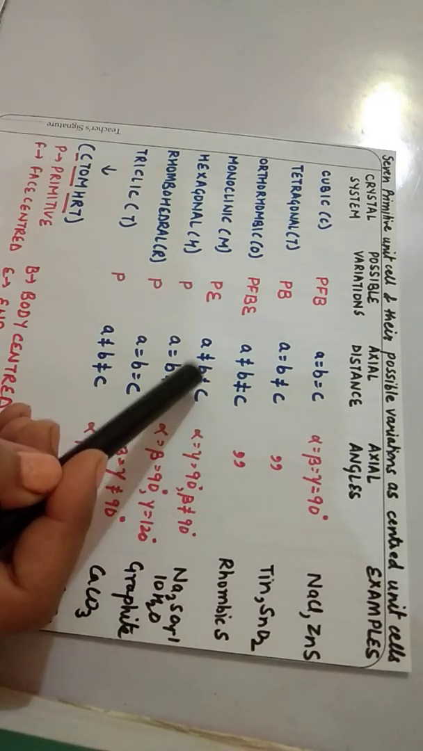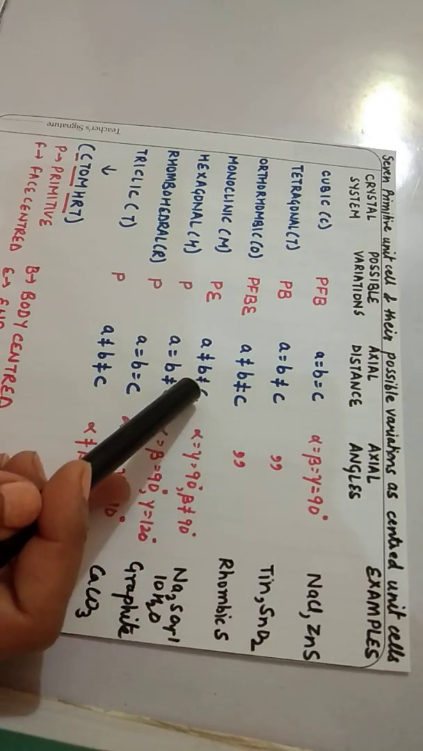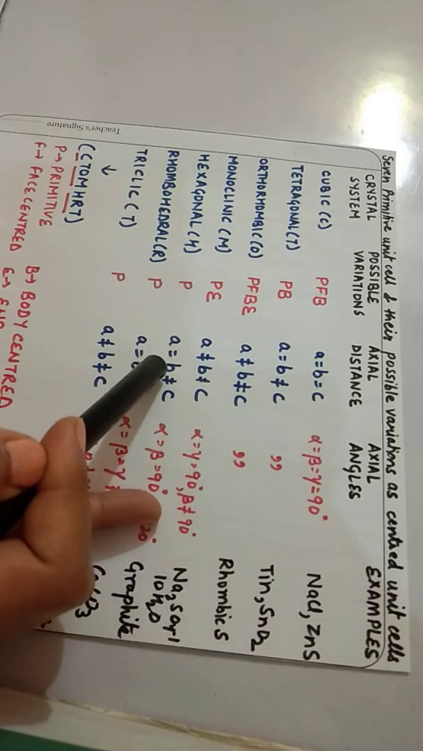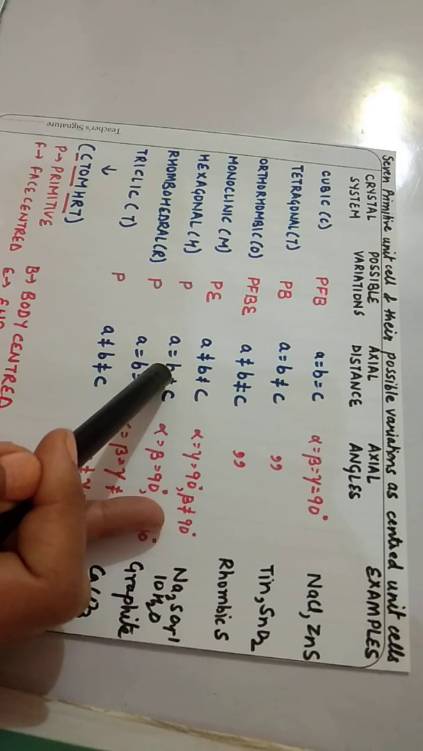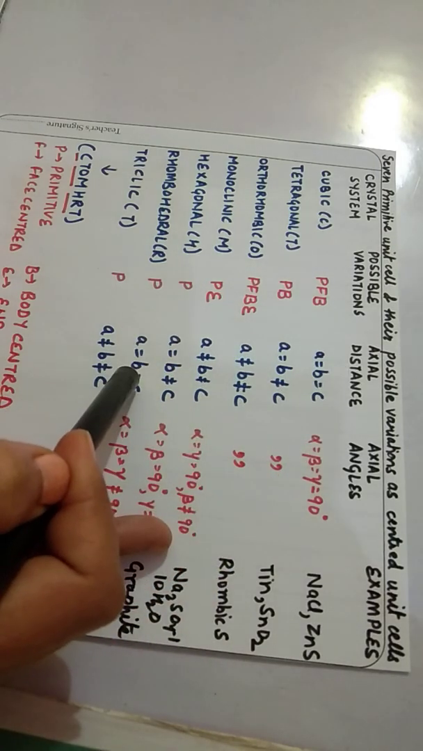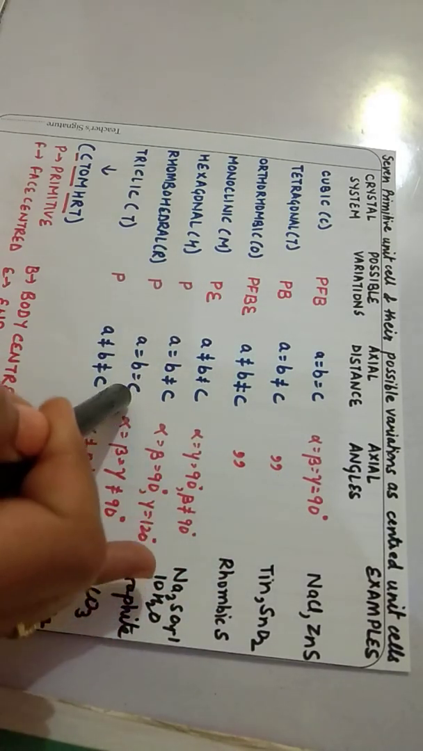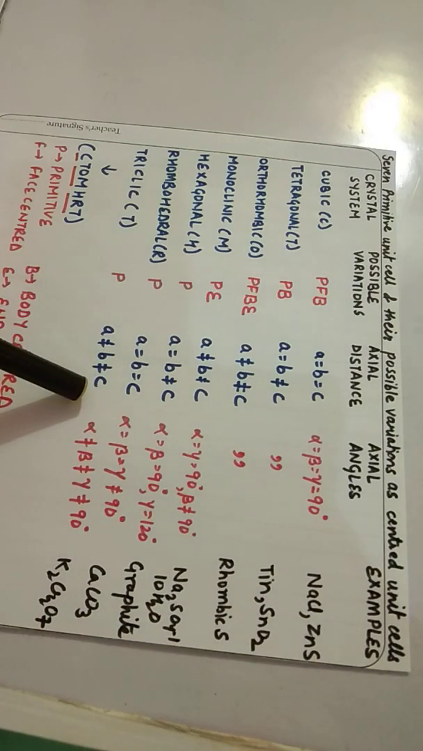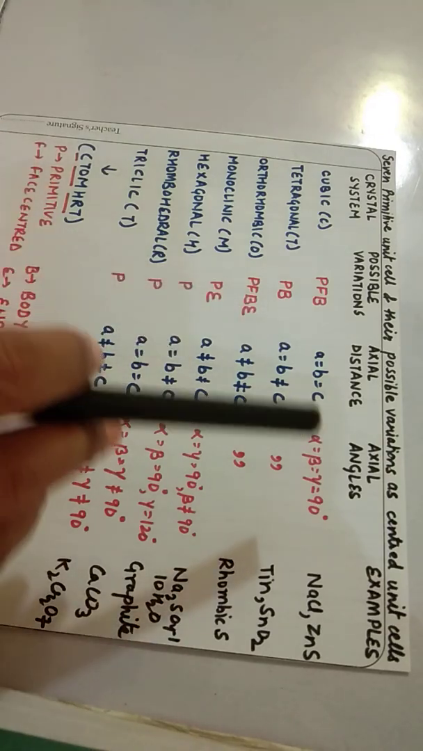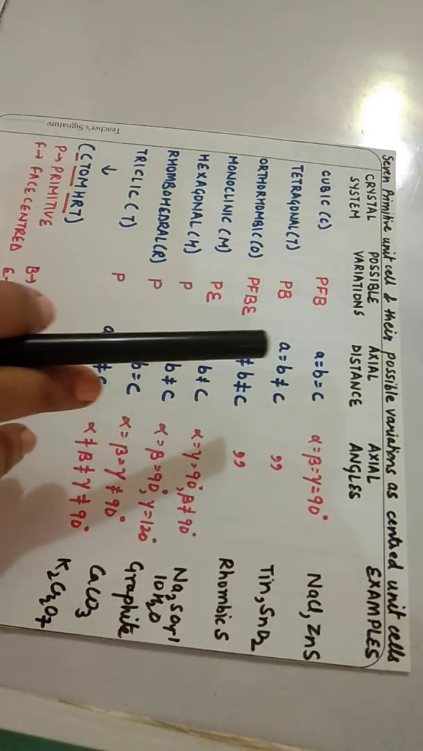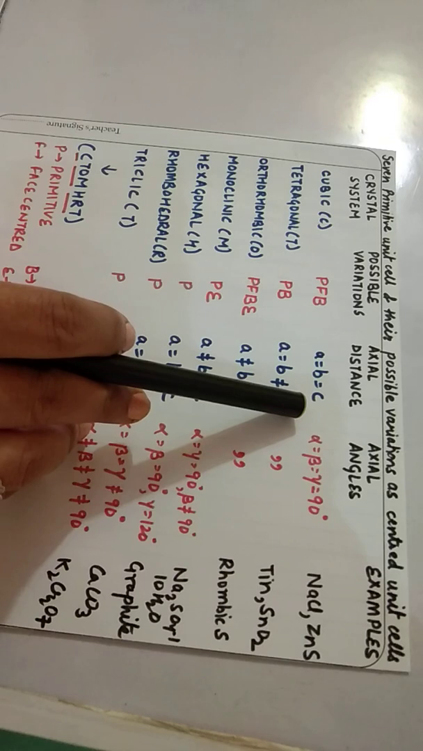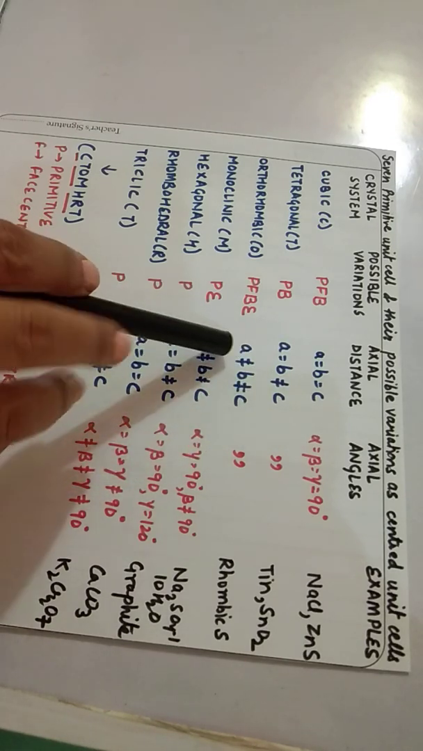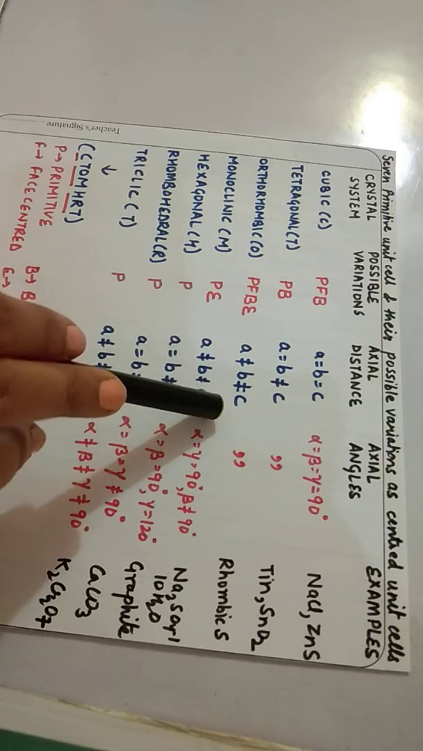Now this is being repeated. a not equal to b not equal to c. Then this comes back, a equals b not equal to c. Then this comes back, a equals b equals c. Then last one is a not equal to b not equal to c. Is that clear? So it is first a equals b equals c, a equals b not equal to c, a not equal to b not equal to c.